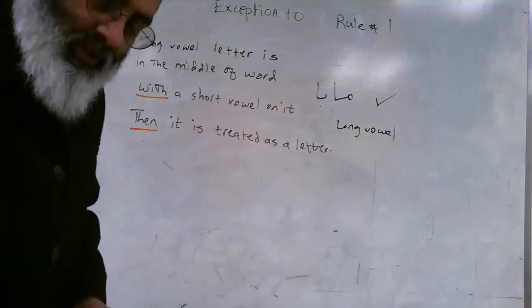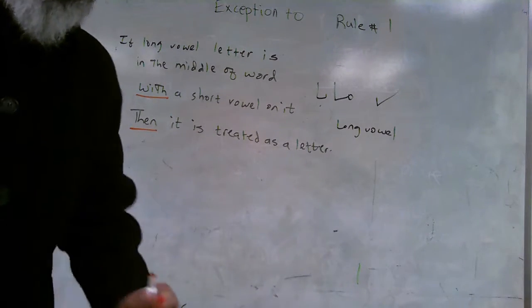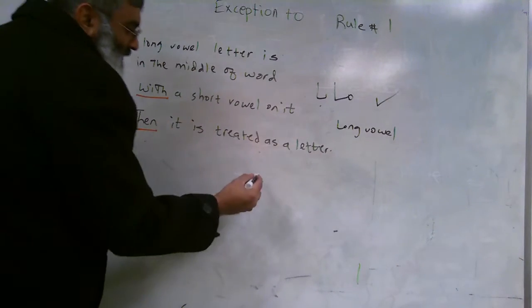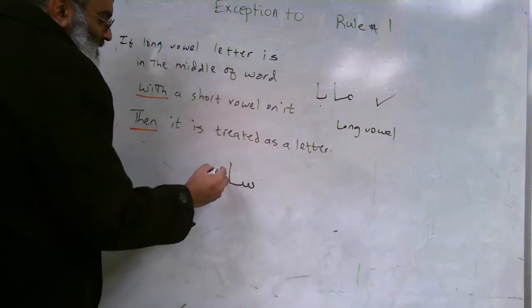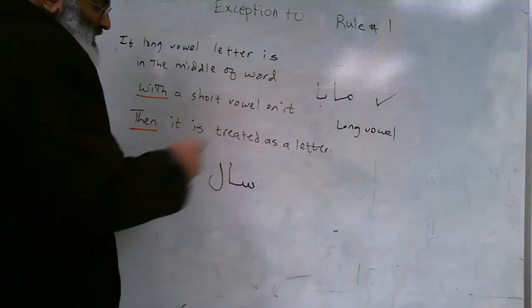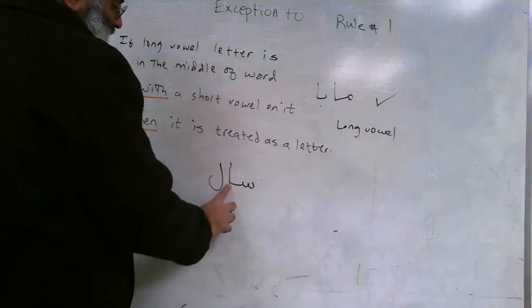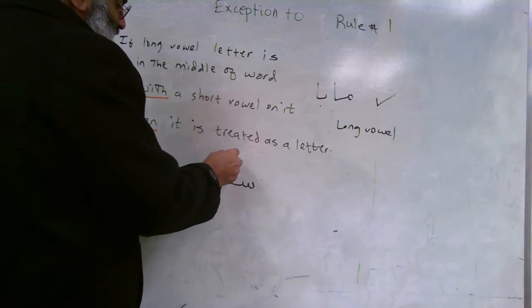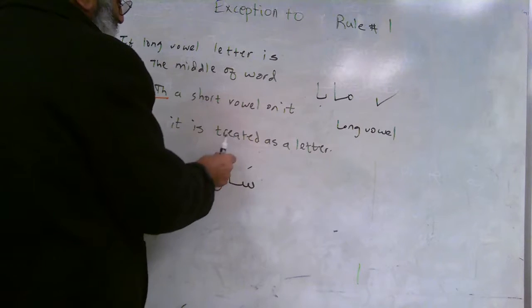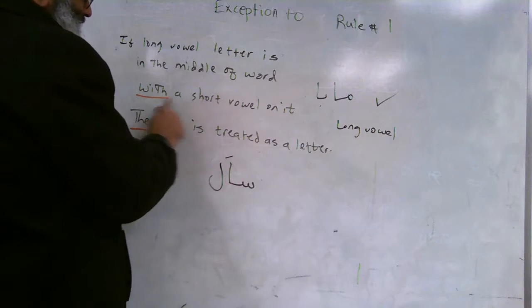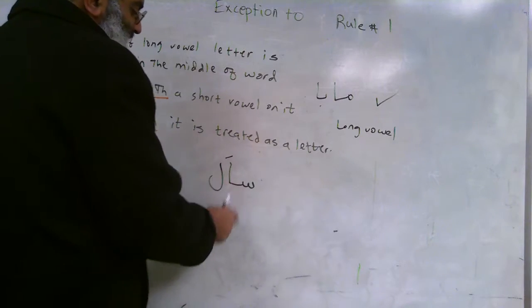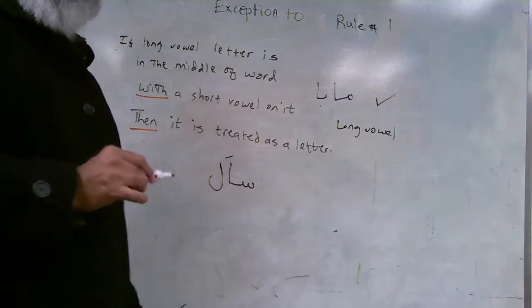So here's the example. You have this word. Now you have alif in the middle, so it is a long vowel. The long vowel letter is in the middle of the word. It's a long vowel. But then you see a fatha on it. With a fatha on it, this means with the short vowel on it right here, then it is treated as a letter. Now this alif becomes a letter. It is not a long vowel anymore. It should be treated as a letter.